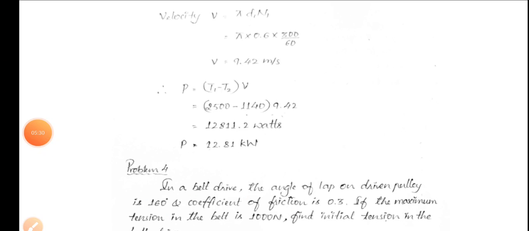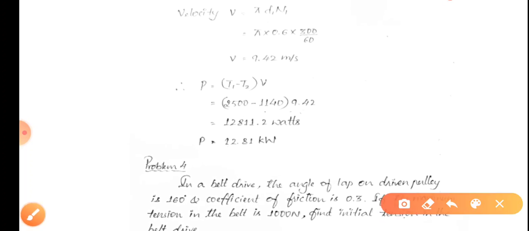I will use the formula velocity V is equal to pi d1 n1, because the velocity formula is pi d n. So here I will take it as pi d1 n1, because d1 is known, 0.6, and n1 is 300 by 60. So I will get V as 9.42 meter per second. So now you know T1, T2, V; substitute the values in the power formula and you will get the power as 12.81 kilowatt.